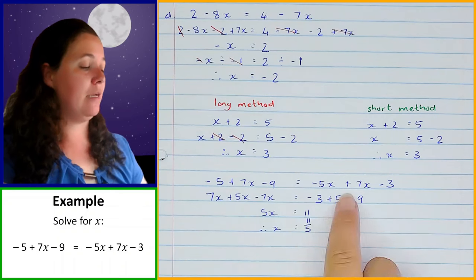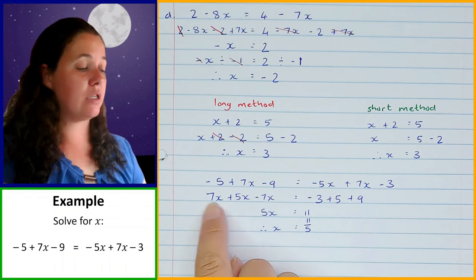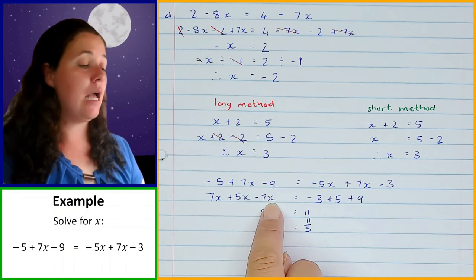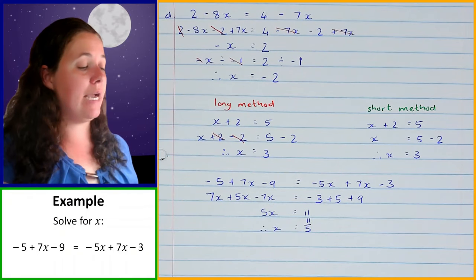Please take note over here. If you look over here, I've got 7x minus 7x, those cancel. I could have canceled those right in the beginning.